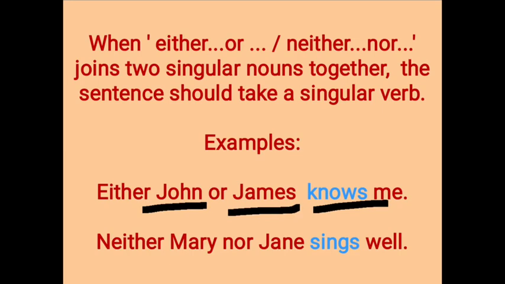The same goes for the second sentence. Neither Mary nor Jane. Mary is singular, Jane is singular. That is why we have our singular verb sings here. Neither Mary nor Jane sings well.